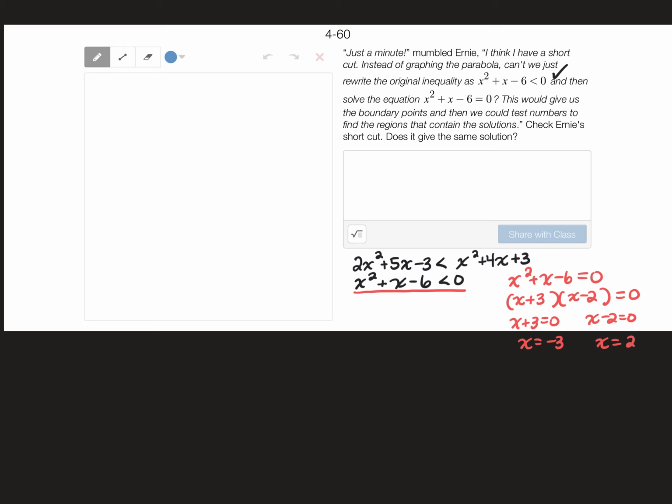So that tells us, all right, now we've got our boundary points, just like we did before. We've got our boundary points at -3 and 2, and we could go through the exact same process that we did on the previous slide. And then we're still going to end up with our solution set just being everything between -3 and 2.